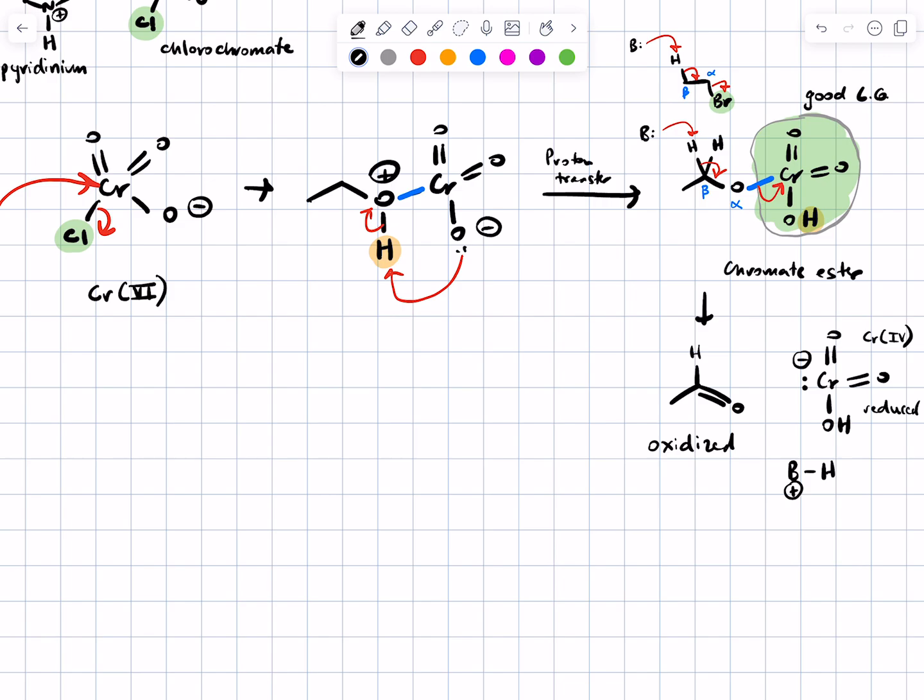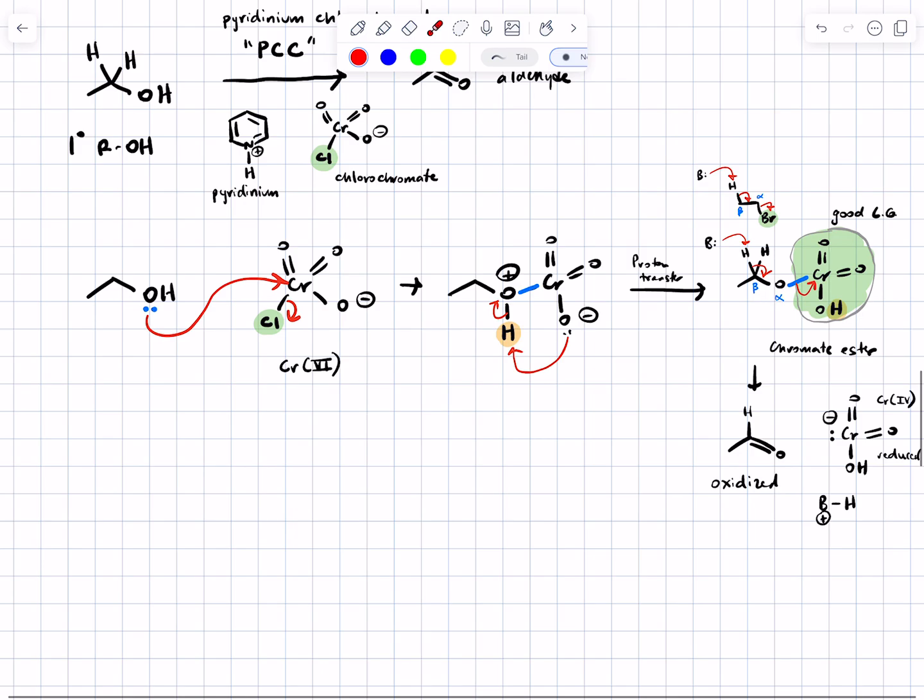As to what the base is that does this proton removal, you'll notice that the chromium leaving group is negatively charged, so perhaps it's that negatively charged chromium from another reaction that does the proton removal. We're not going to worry about that. We'll just allow it to be generic.